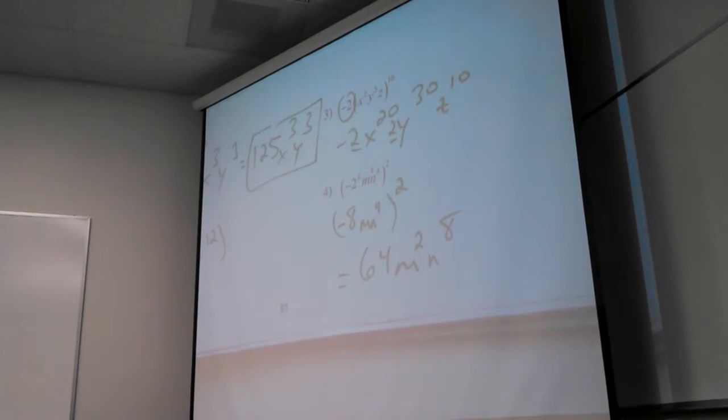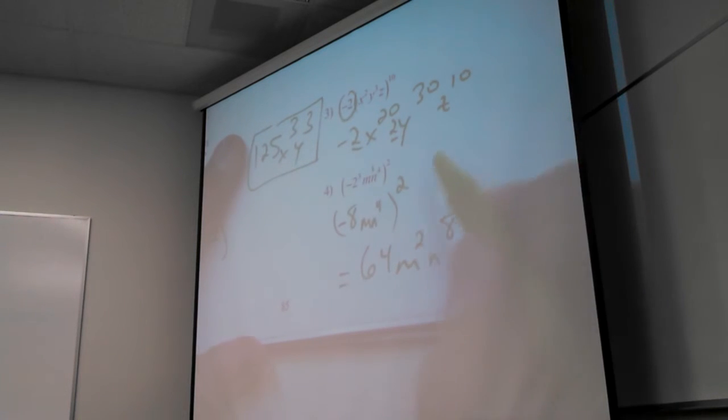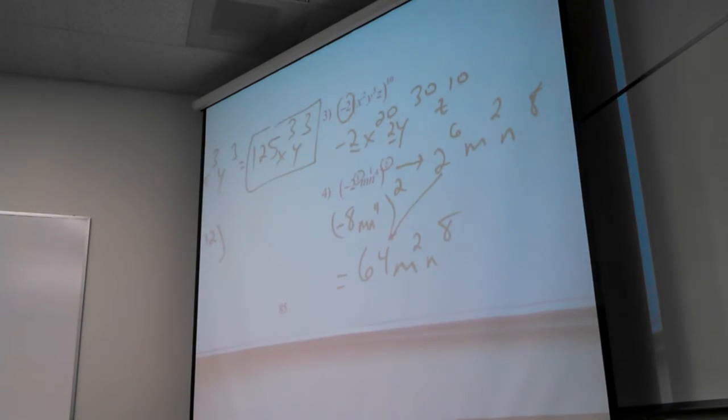Yes, ma'am? What about -2? Can I multiply 3 by... Yes, okay, so if you did this, you're fine. So the negative gets a little weird. Negative squared is positive. Yeah. And then 2 cubed, what do you do with powers? So that'd be 2 to the 6th, m squared, and n to the 8th. But 2 to the 6th is 64.